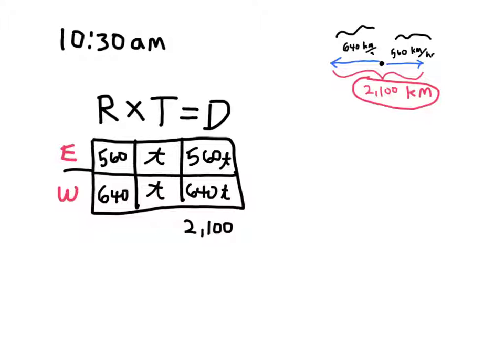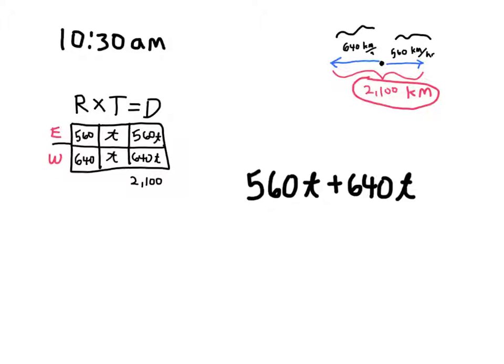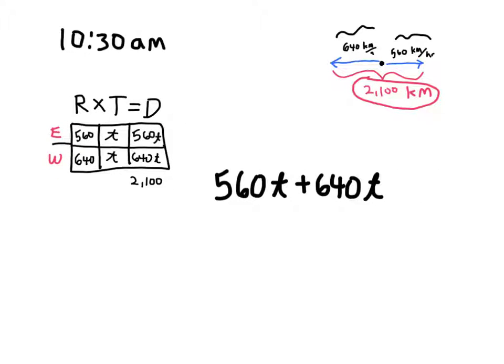All right, so there you have it. Once again, this thing plus this thing equals the total. So that's just begging to be written as an equation. So we have 560t plus 640t equals 2100.